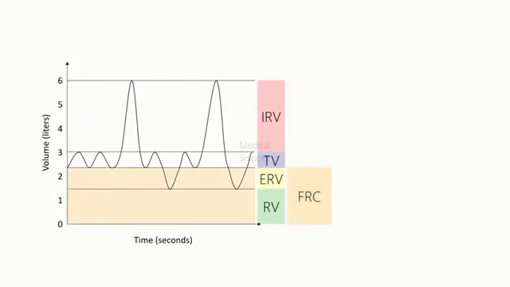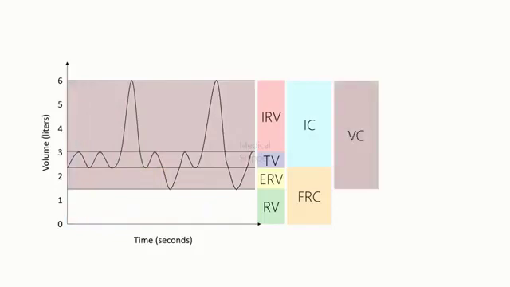The maximum volume of air that can be inspired after a normal expiration is called inspiratory capacity. The maximum volume of air that can be expired after a maximal inspiration is called vital capacity. The total lung capacity is the volume of air in the lungs after a maximal inspiration.